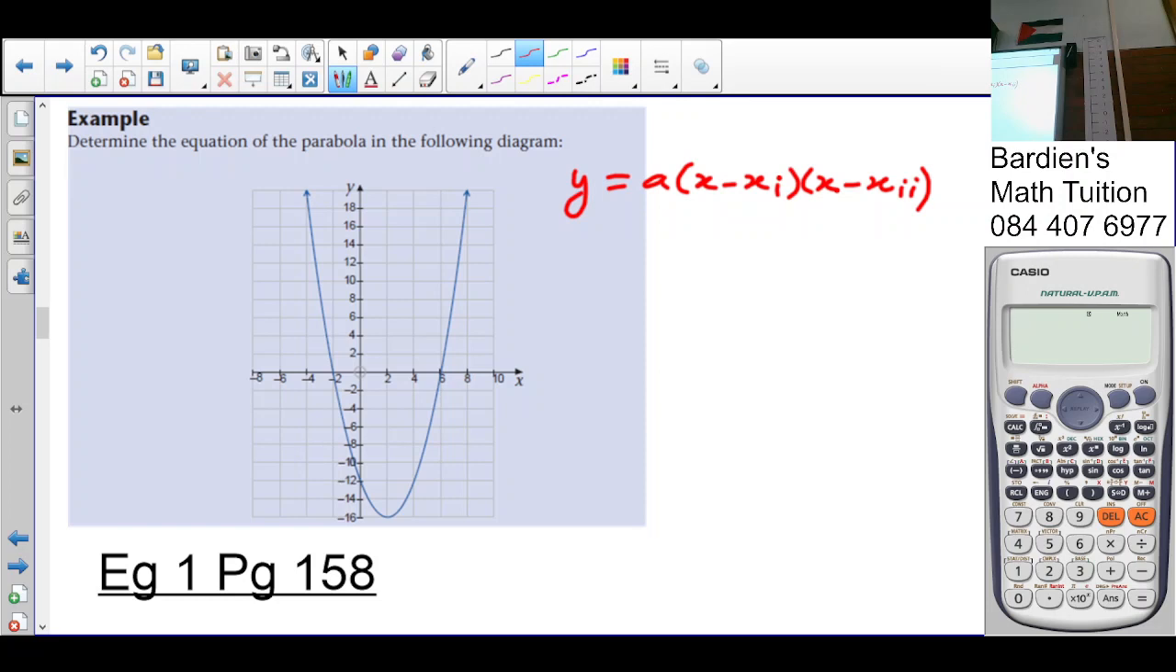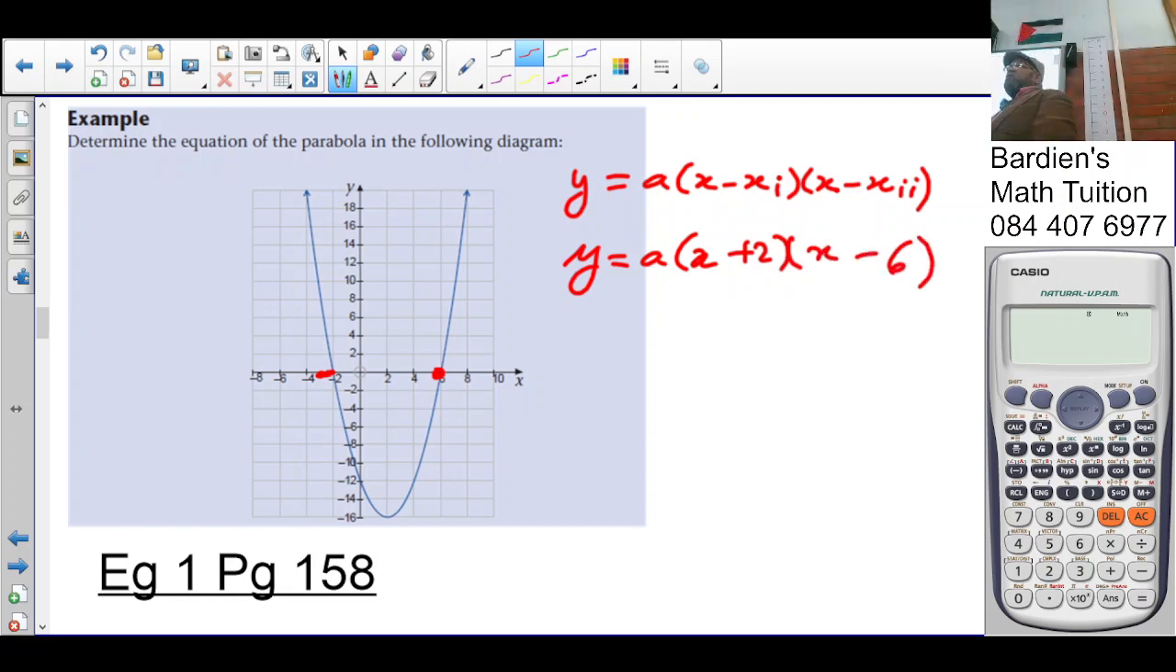So do I have the two x-intercepts of this graph? Yes, I have negative 2 and I have 6. So what I do is I substitute that in there. My equation now reads y is equal to a into x minus minus 2, which becomes plus 2, and x minus 6. So have I answered the question? No. Why? Because I still must solve for a. So do I have another point on this graph? Yes, I do. I have 0 and negative 12.